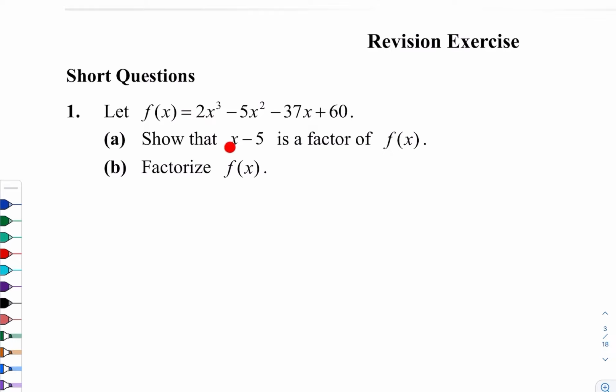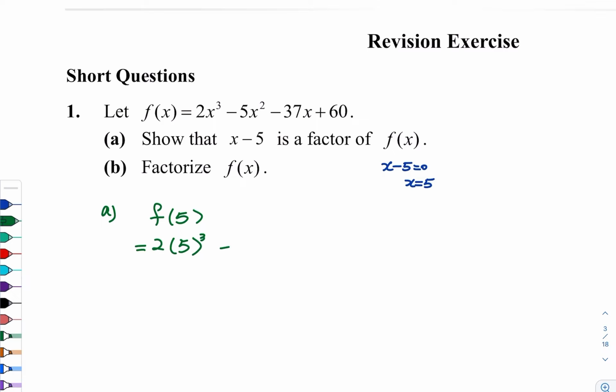So this one, I want to check if x minus 5 is a factor or not. So what shall I substitute x with? Let x minus 5 be 0 first to find out the value of x. It should be 5. So if x is 5, then I substitute it back into the function. If the answer is 0, then it is a factor. If the answer is not 0, it is not a factor. So part A first, f(5). Let's see what we can get.